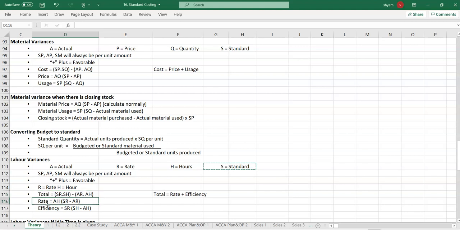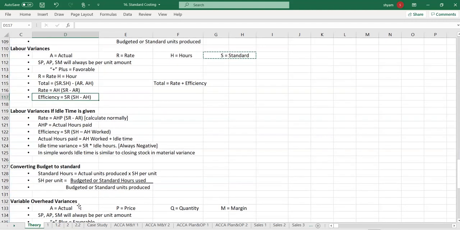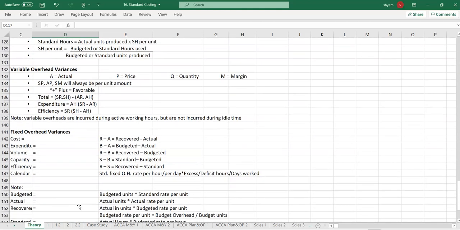What is rate variance? It is actual hours into standard rate minus actual rate. Efficiency is standard rate into standard hours minus actual hours. So here also you will get the answer. Sometimes you might get idle variance. When we get idle variance, we'll look at that. For now we don't need to worry about idle variance. We are looking only at the basic variances.